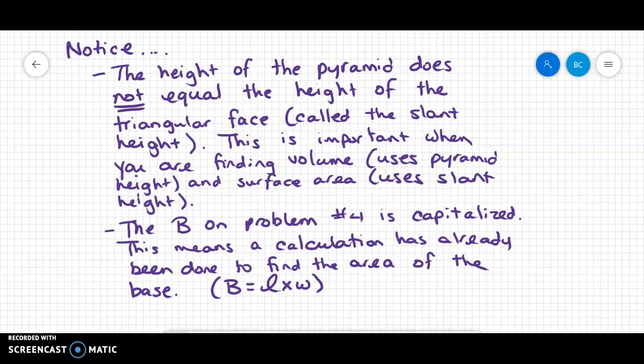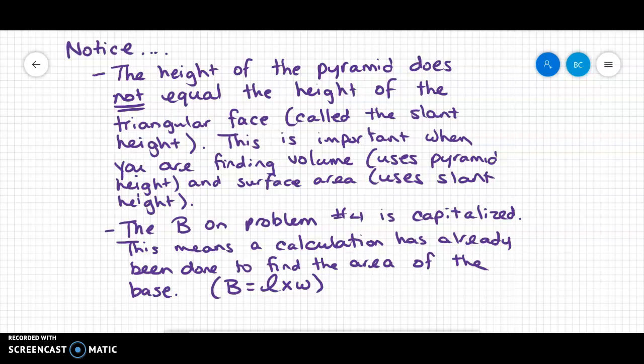A couple of things to notice as you're doing these problems is that the height of the pyramid is the distance from the top of the pyramid straight down to a right angle with the base of the pyramid. It is not equal to the height of the triangular face. That height is called the slant height. So this is important when you are finding volume, which uses the pyramid height, and then when you're finding surface area, which uses the slant height, as you're finding the area of each of those triangular faces. So that's an important thing to notice.